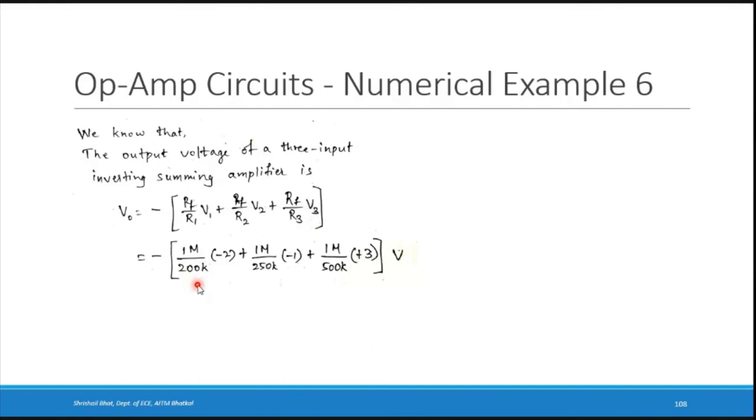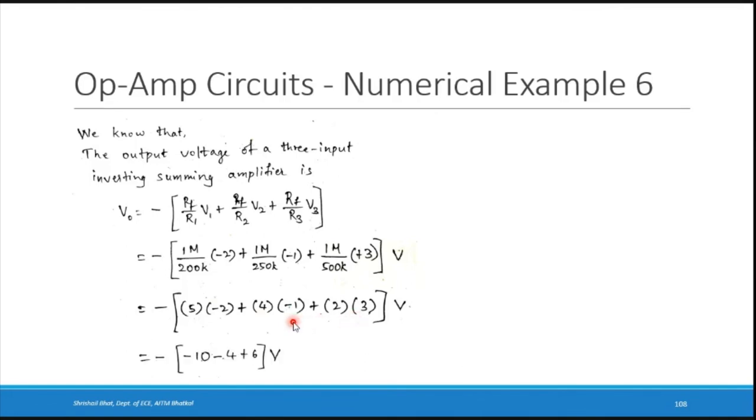1 mega divided by 200K. 1 mega is 1 into 10 raised to 6, 200K is 200 into 10 raised to 3. Just find these values. What is 1 mega by 200K? It is 5, multiplied by -2. Then 1 mega by 250K is 4, into -1. Plus 1 mega by 500K is 2, into +3. So what do you get? 5 into -2 is -10. 4 into -1 is -4. Plus 3 into 2 is 6. -10, -4, plus 6. What is the answer? -14 plus 6 is -8. Minus of -8 is +8 volts.